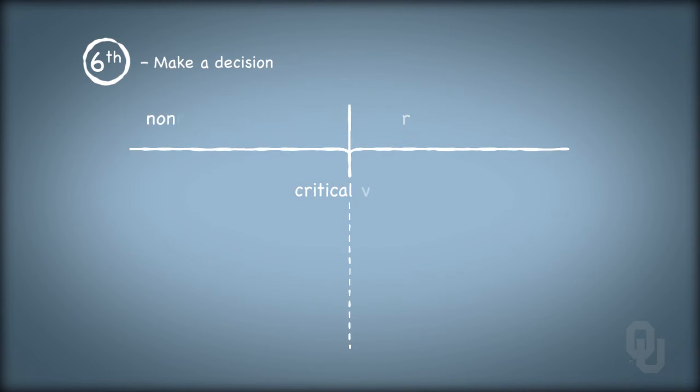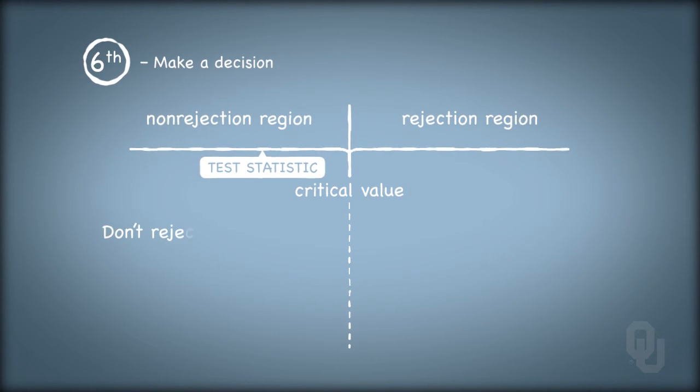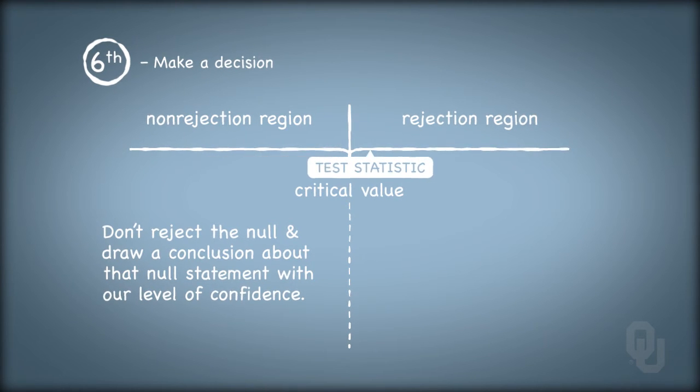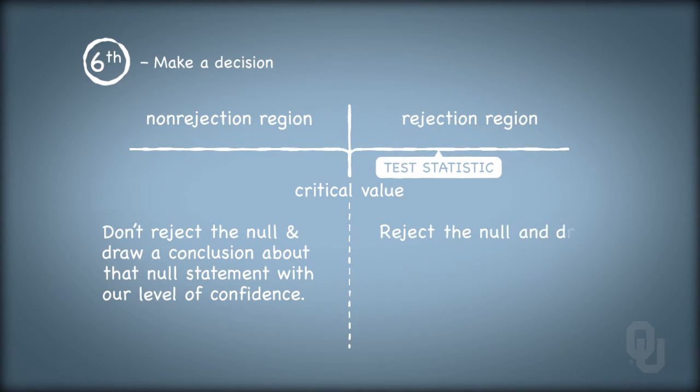If the test statistic lies in the non-rejection region, then we don't reject the null and draw a conclusion about the null statement with our level of confidence. If the test statistic lies in the rejection region, then we reject the null and draw the appropriate conclusions. You're never finished with the statement, don't reject the null, or reject the null. What does it mean to reject the null? We're doing the statistical analysis in the first place to draw conclusions about a population parameter.